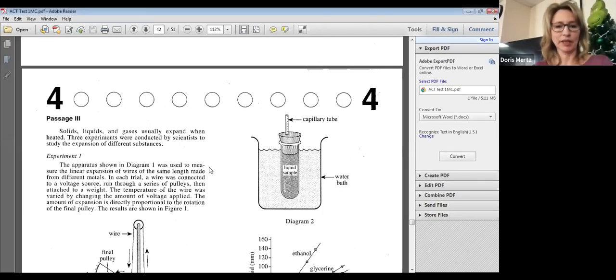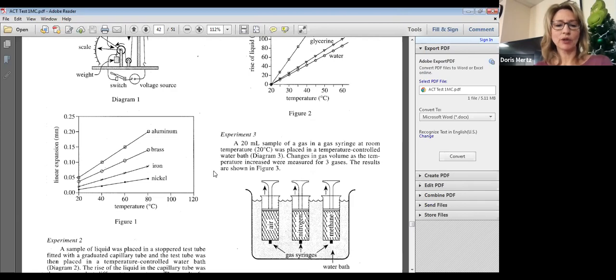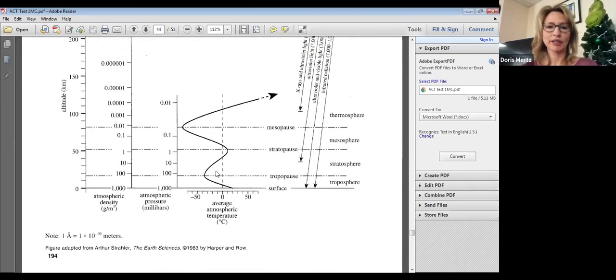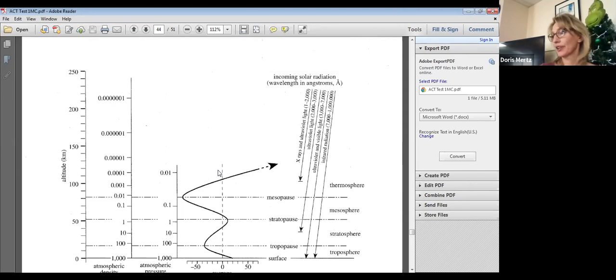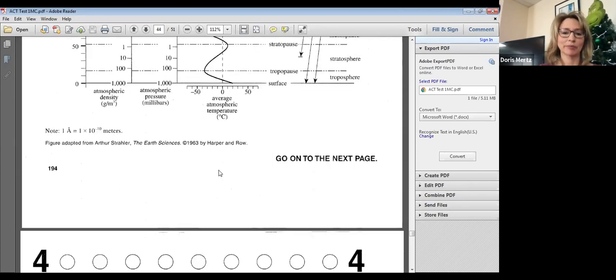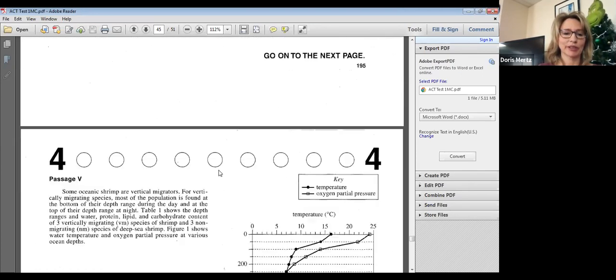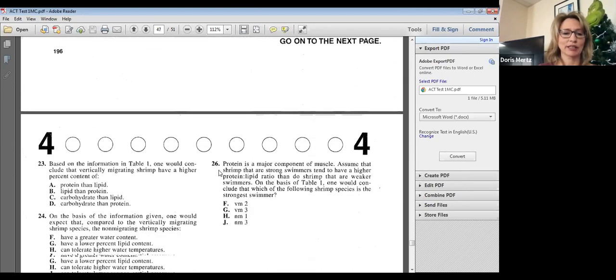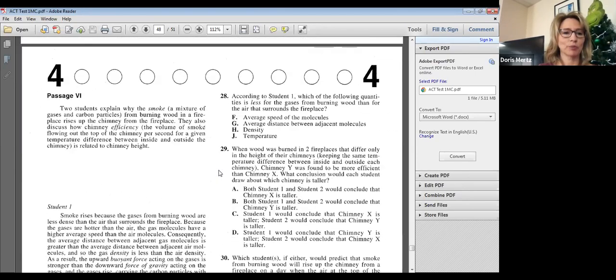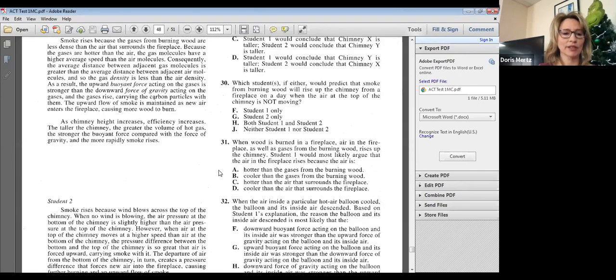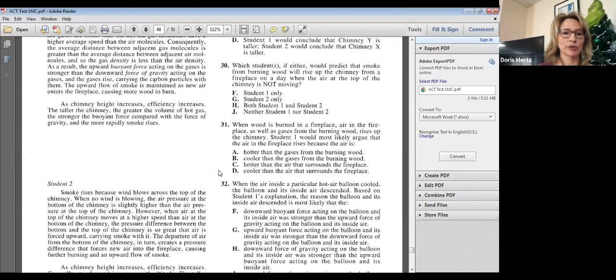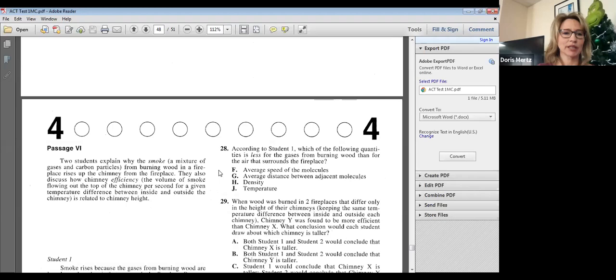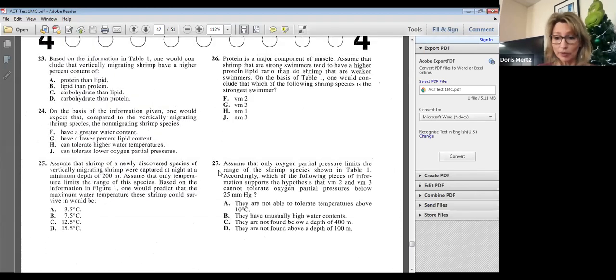So don't get intimidated by all these scary looking charts. I mean, that's a chart you don't normally see in your science classes, but when we go to it, you'll get it. Passage 6 is the one with the conflicting viewpoints. You can see that there are no graphs. Student 1 and student 2 each have arguments, and it's one of those you're going to have to read. So that's not the one we're going to do first.